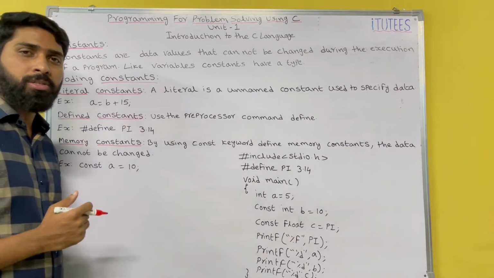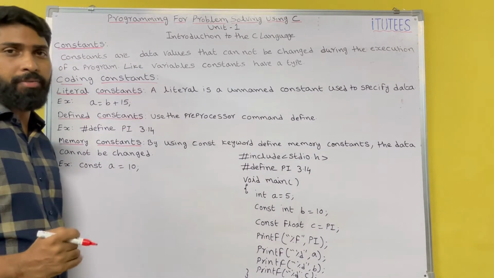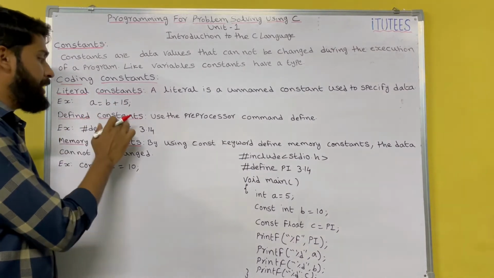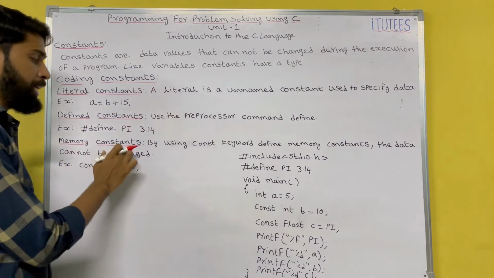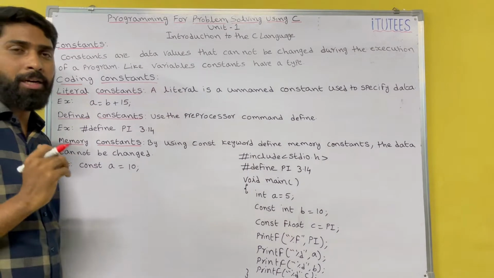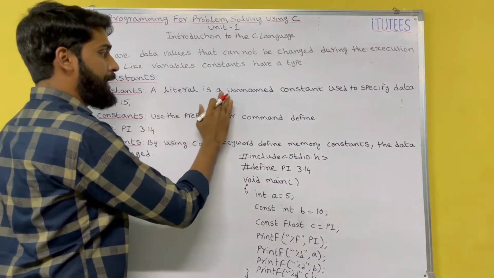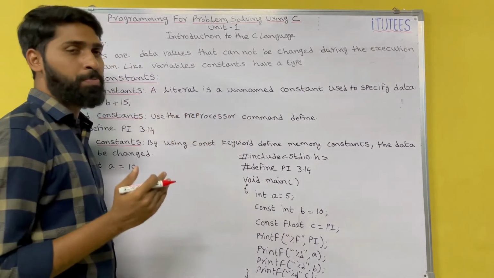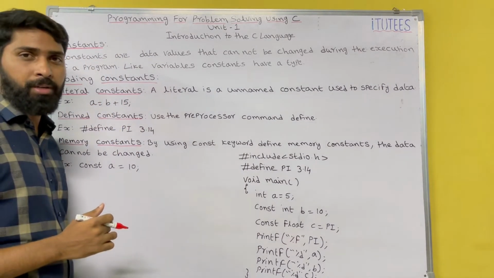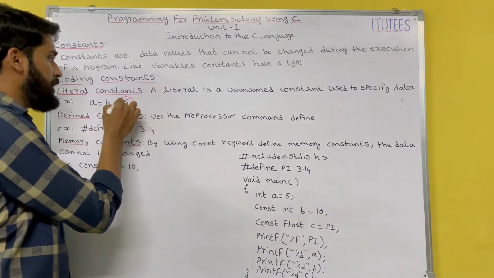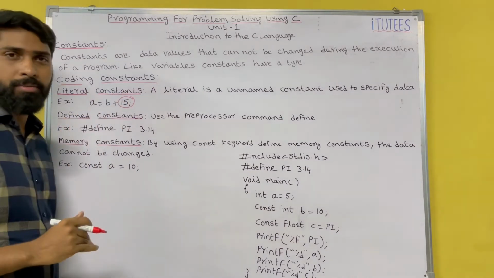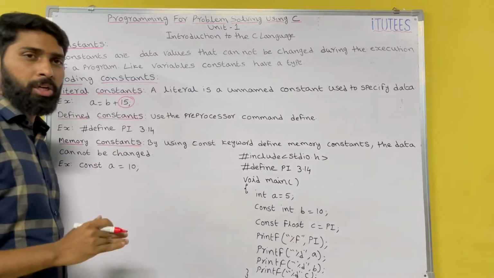We can use these constants in our program in three ways: literal constants, defined constants, and memory constants. Coming to the first one, literal constant. A literal is an unnamed constant used to specify data. For example, a equals b plus 15. In this, the 15 is an unnamed constant. This is called a literal constant. You directly use the constant.